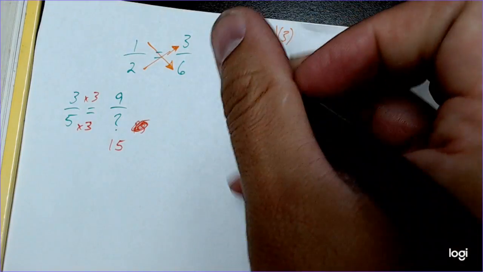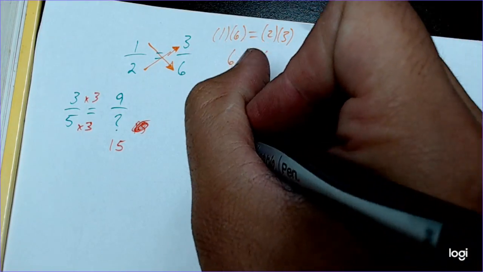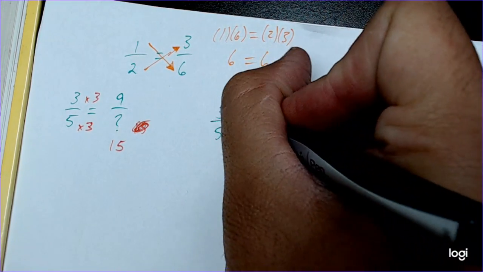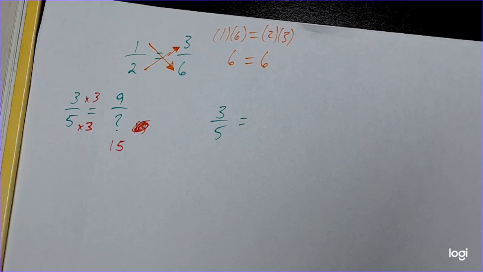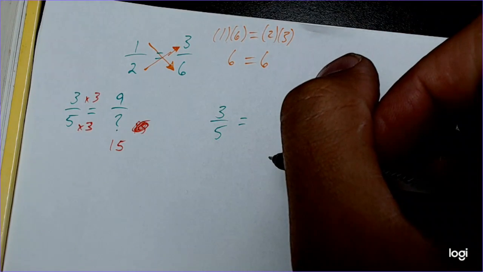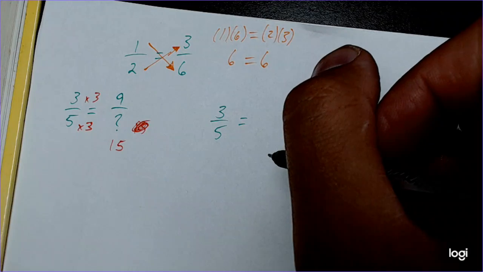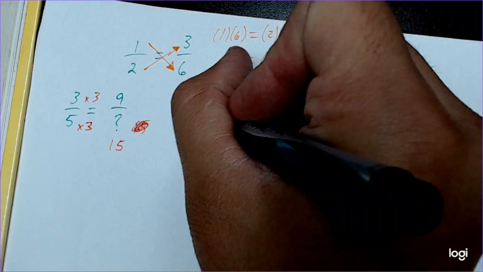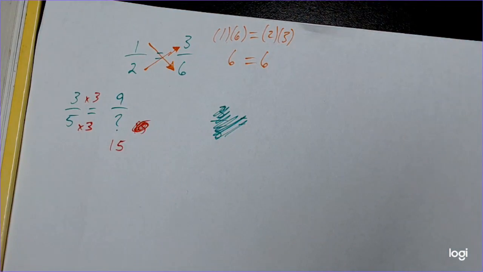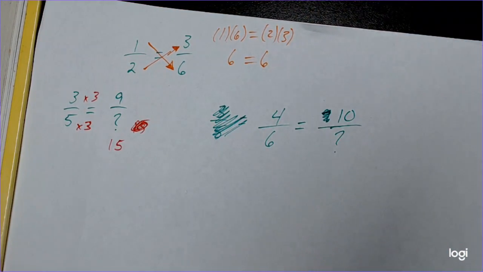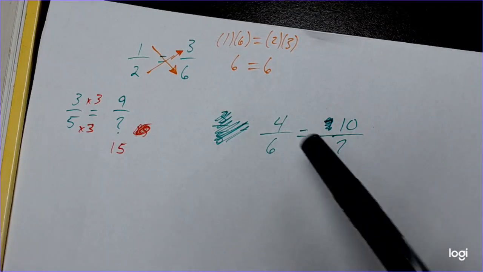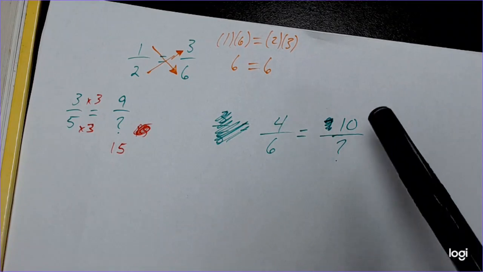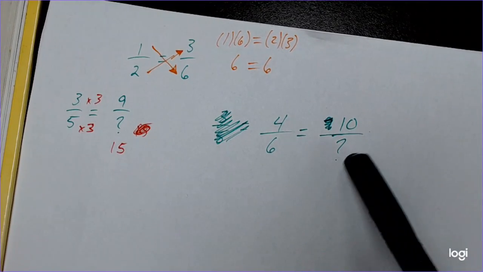What if they want me to find out... let's see here... Sorry, I have to find a good fraction. Nope, let's not use 3/5. Let me get a better example. I found one. Okay, so let's say we have to solve the proportion 4/6, or 4 is to 6, as 10 is to what number? What number could this be?